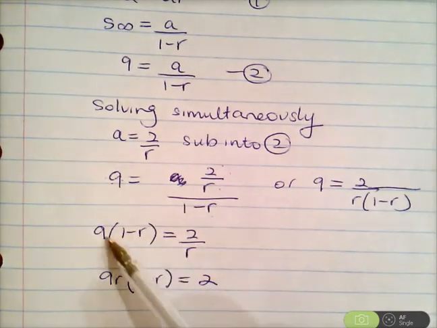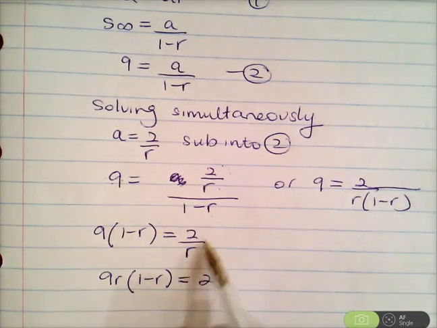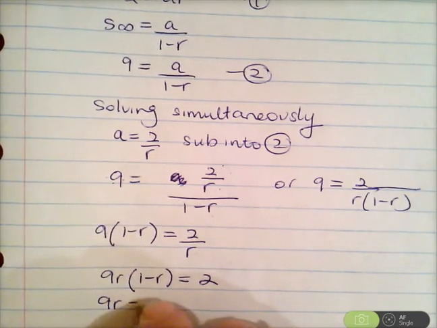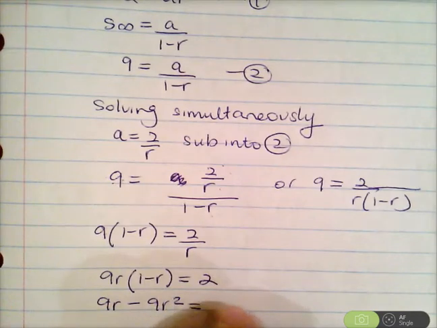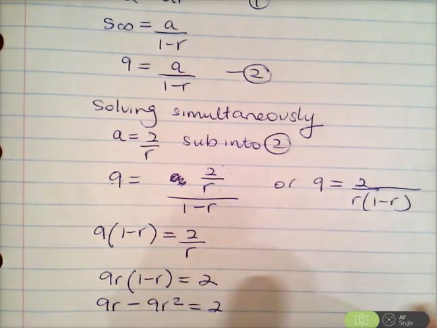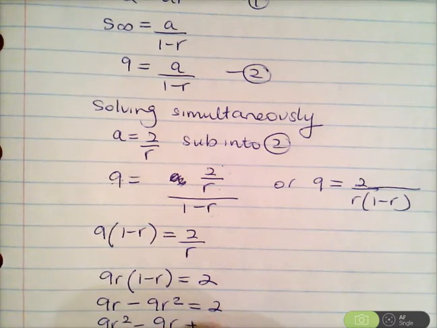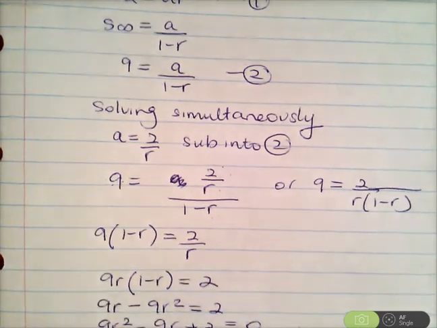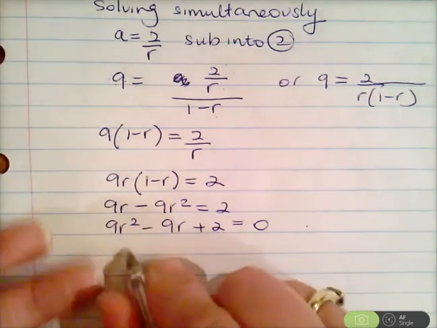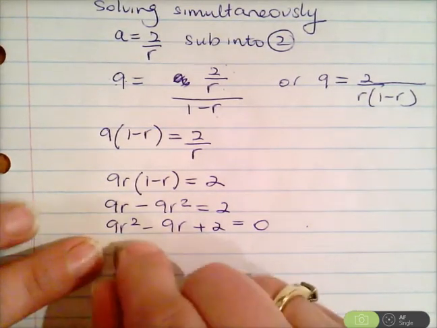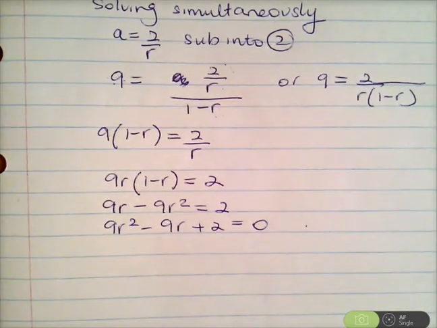Opposite of divide is times, and then the opposite of divide by r is times by r again, and we get 9r minus 9r squared equals 2. And putting everything over to the right, we get 9r squared minus 9r plus 2 equals 0. So therefore r, using the, not sure if we can factorize that, we'll see.